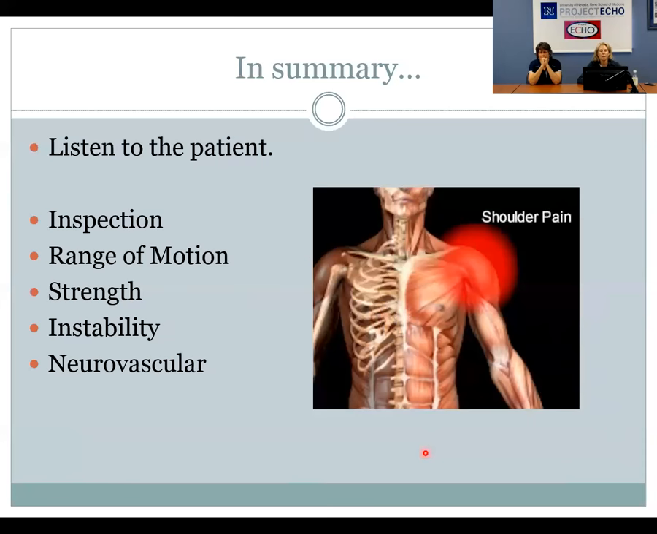Inspection, looking at deformity, looking at muscle strength, range of motion, symptoms of instability, a good neurovascular exam. Remember, we touched on the axillary nerve injury and the dislocators. That's important to assess, too, in determining return to play.